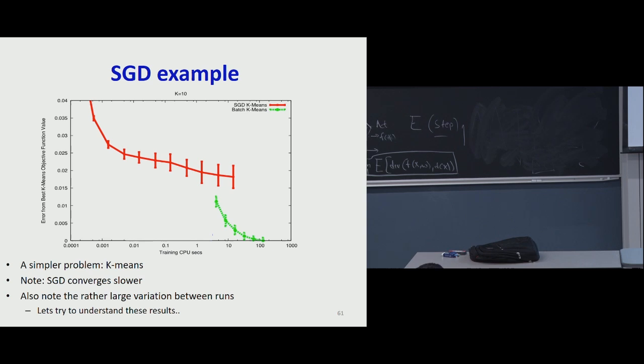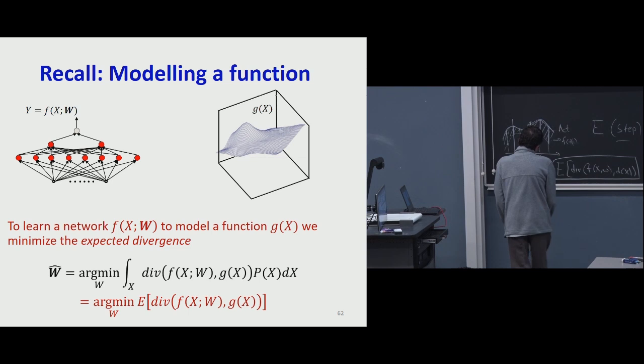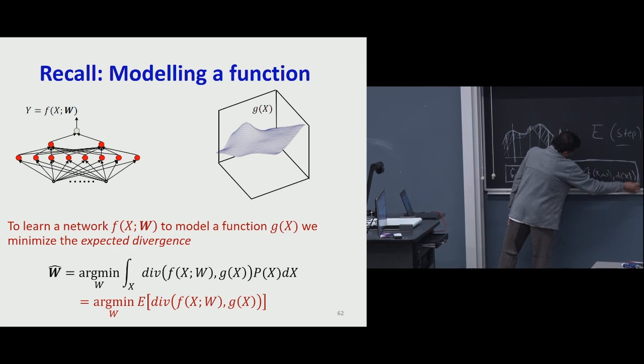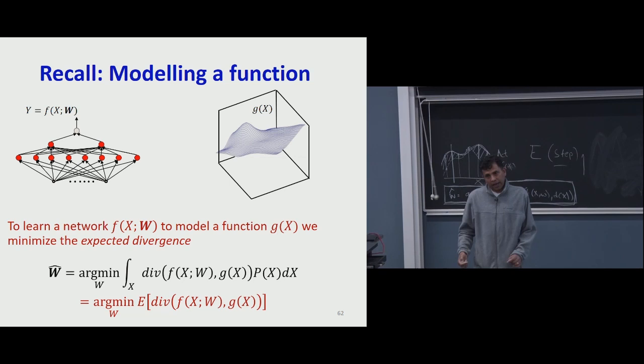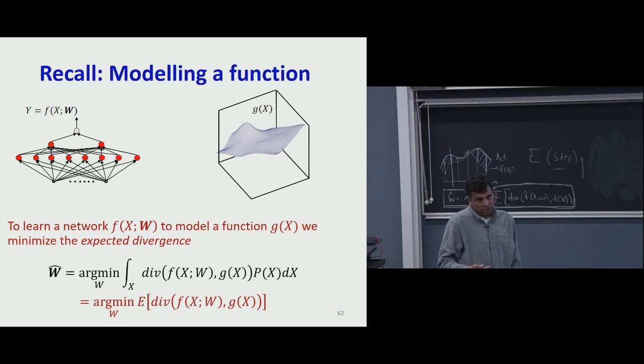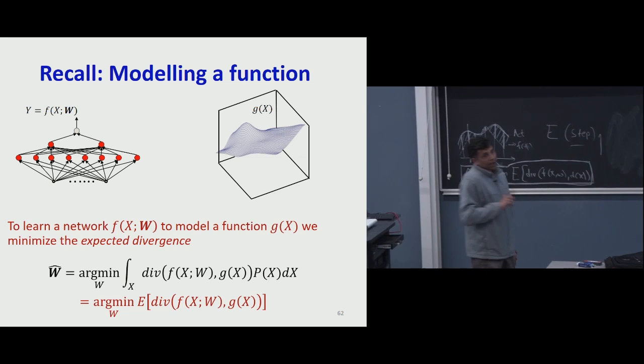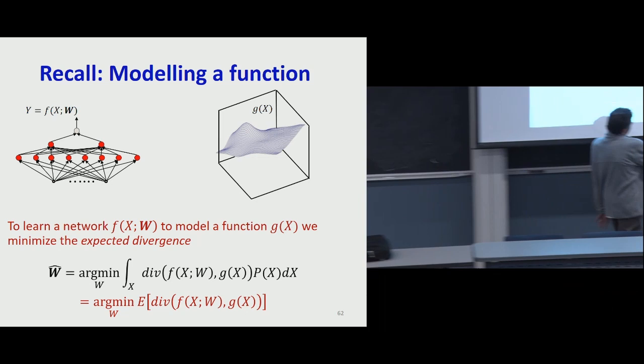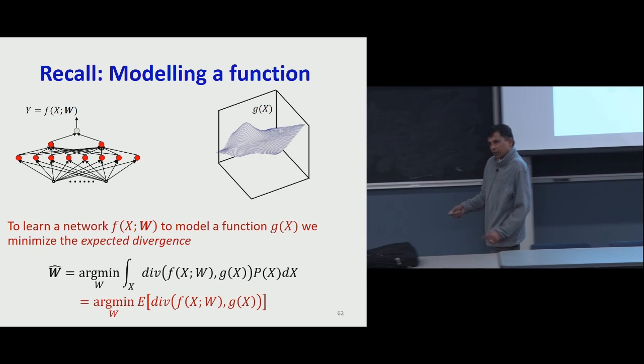So why is this the case? Now remember, this is just the recap of what I have over here. This is the function that you're trying to minimize. You're trying to minimize the expected value of the divergence between the output of the function and the true desired output at each point, expected over the entire domain of the input. So this is really what we are trying to minimize. In the generic case, g of x is the function you're trying to model. F is your network. You're trying to minimize the expected value of the divergence between the two. This is a statistical expectation.